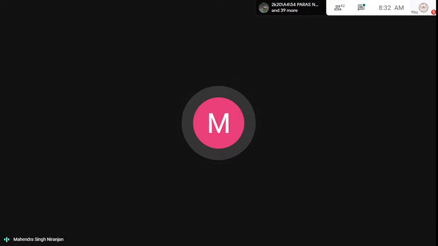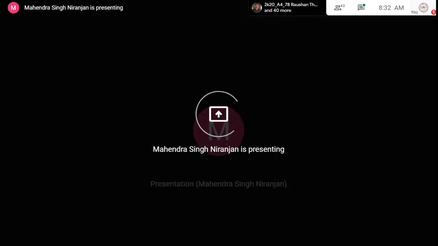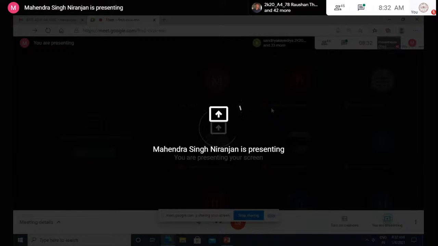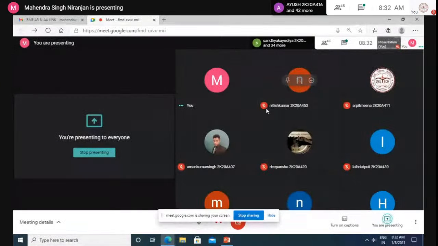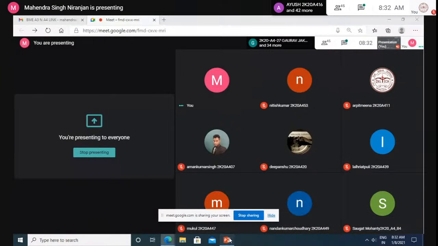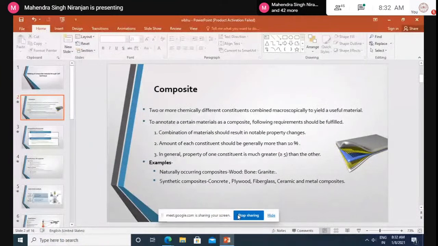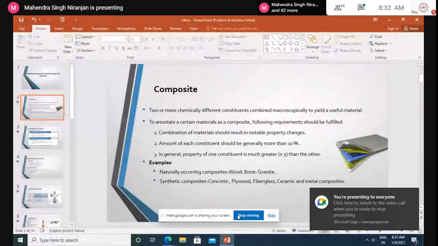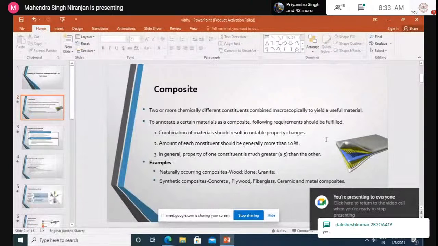So now we are presenting the slide. So different types of composites are there. Is it displaying? Yes. Yes.